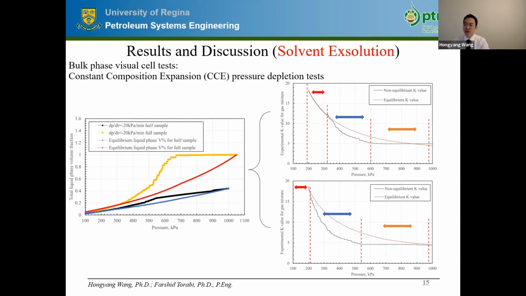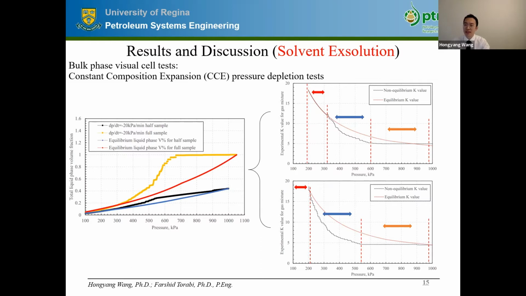And here are the two tests we extracted out of all the CCE tests as a representative for the subsequent numerical simulation. One is the minus 20 kPa half saturated visual cell test, and the other is a minus 20 kPa per minute fully saturated visual cell test.